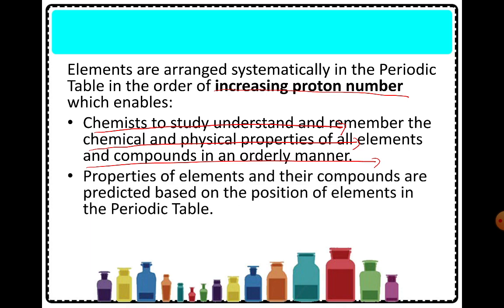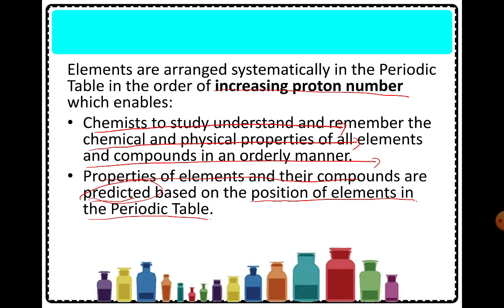Okay, properties of element and their compounds are predicted based on the position of elements in the periodic table. Okay, so maksudnya apa di sini? Properties dia predicted, maksudnya dah diramal, ya, berdasarkan kepada dia punya position of the elements in the periodic table. So kita susun tu mengikut kepada apa dia punya ciri dia. Kita bukan susun suka hati kita je nak letak dia di mana-mana, tak boleh.